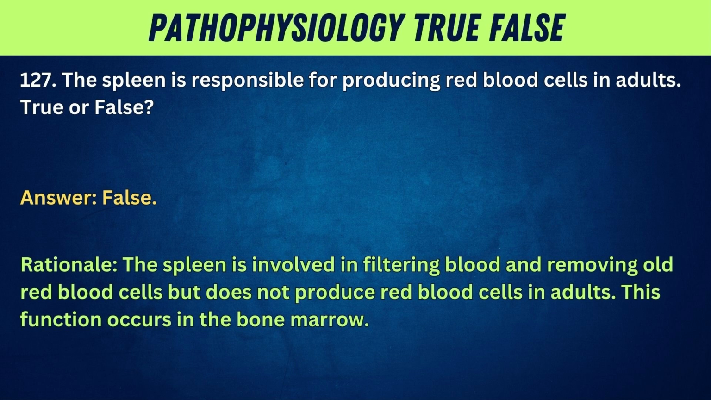127. The spleen is responsible for producing red blood cells in adults. True or false? Answer: false. Rationale: the spleen is involved in filtering blood and removing old red blood cells, but does not produce red blood cells in adults. This function occurs in the bone marrow.